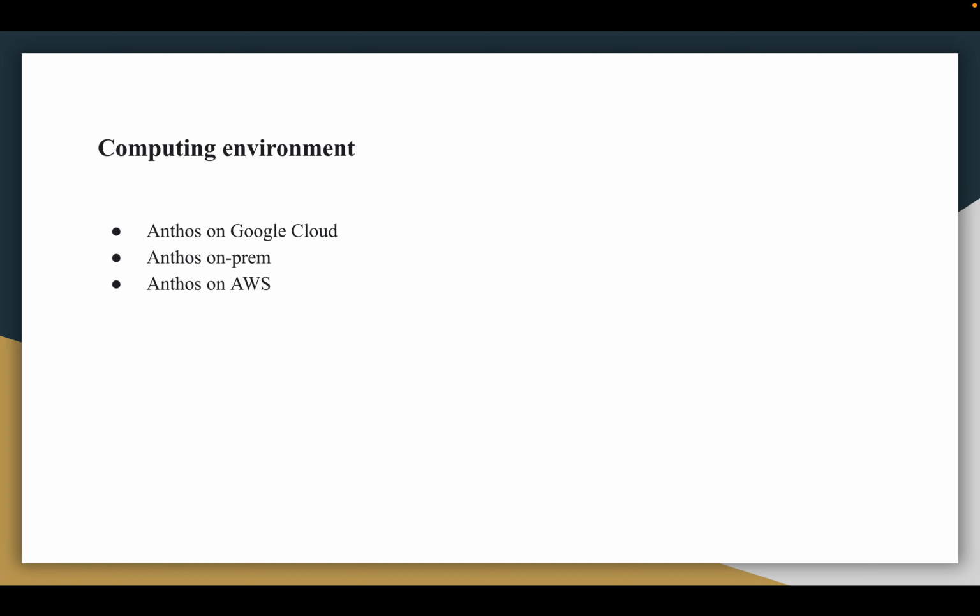With Anthos attached clusters, the Kubernetes distribution is offered through another cloud provider. In this deployment option, Anthos does not manage the Kubernetes control plane or node components, only the Anthos services that run on those clusters.